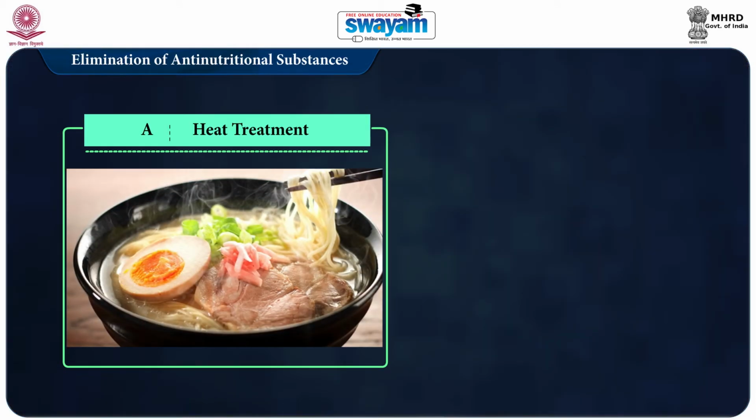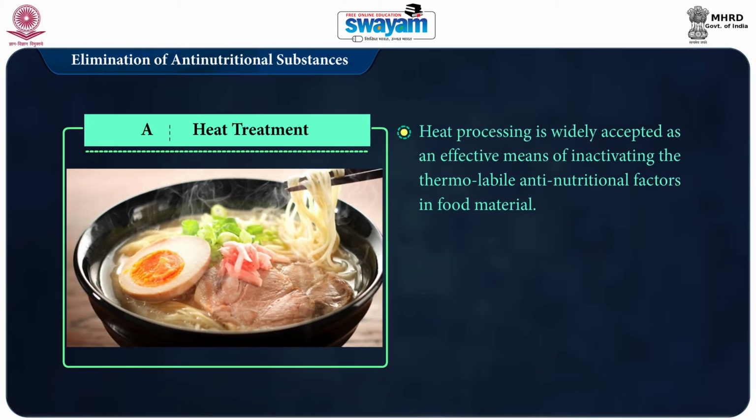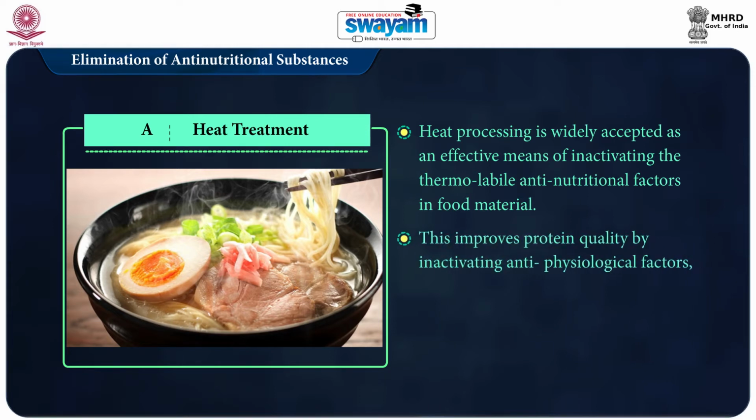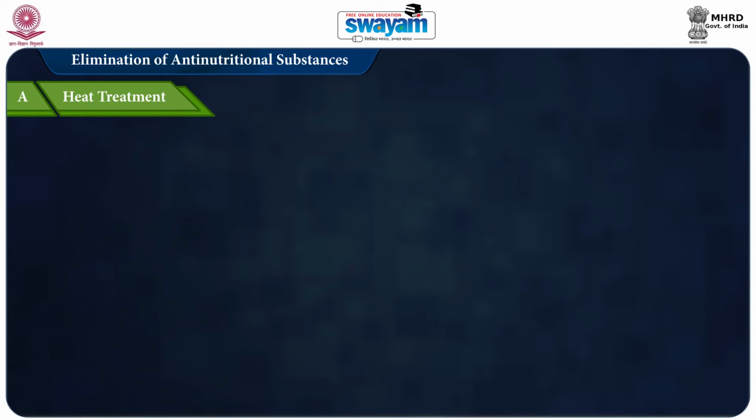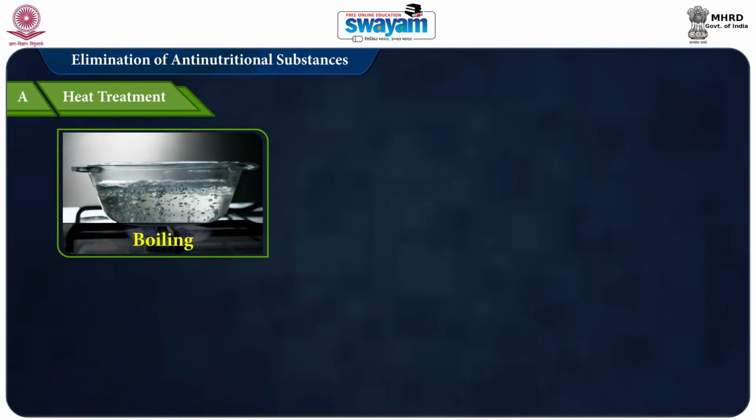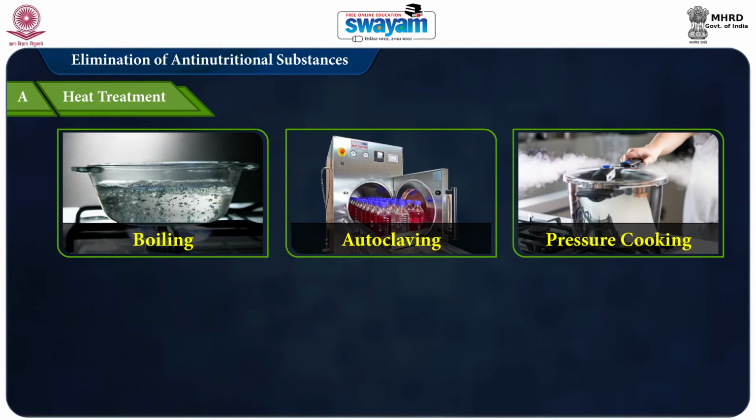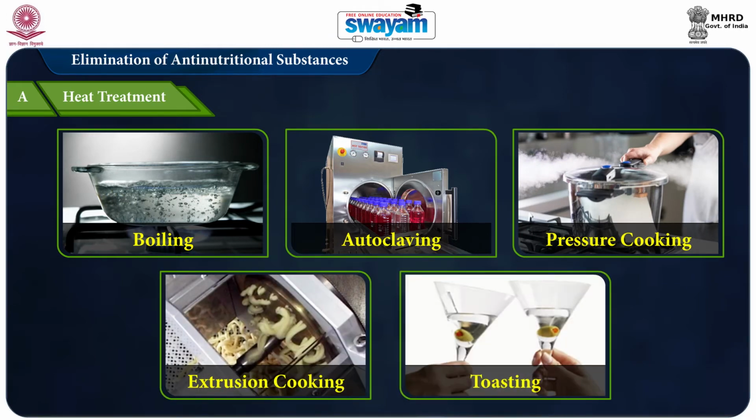Number 1 is heat treatment. Heat processing is widely accepted as an effective means of inactivating the thermolabile anti-nutritional factors in food material. This improves the protein quality by inactivating anti-physiological factors, particularly trypsin inhibitor and hemagglutinins, and by unfolding the protein structure. Heat treatment processes include boiling, autoclaving, pressure cooking, extrusion cooking and toasting.